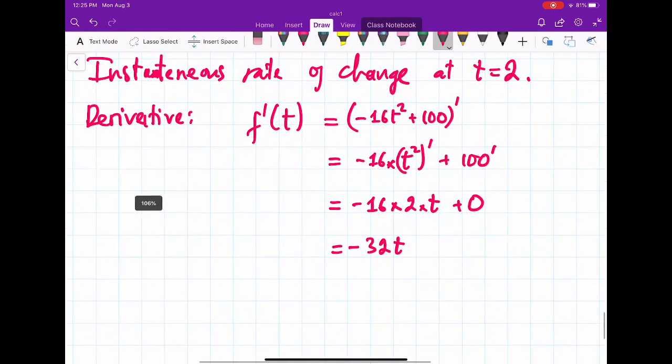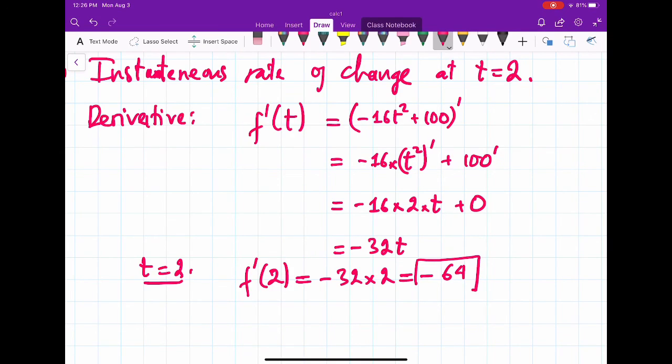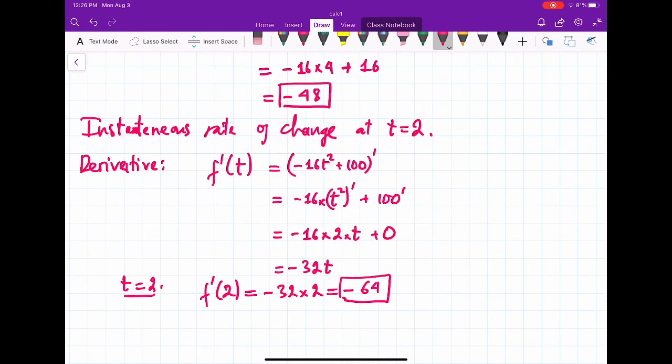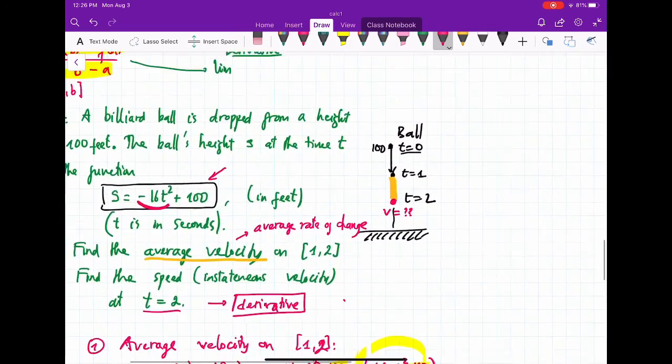You see, that is the general formula of the instantaneous velocity or instantaneous rate of change. So when t equal to 2, I have the derivative at 2. That is negative 32 times 2, which is negative 64. If you compare negative 64 with negative 48, you can see something strange, but that is normal. Why? Because the ball is falling down.